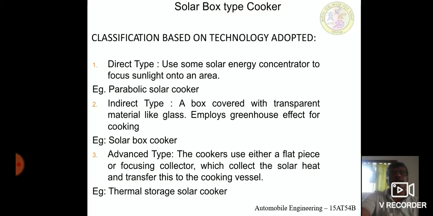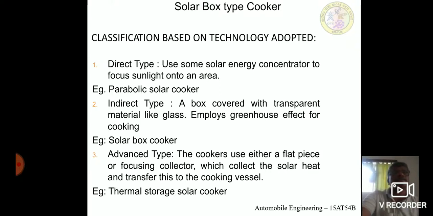Such a cooker is called parabolic. Parabolic means it is like a dish. You can see TV dishes on the terraces of houses, where sun rays are focused. The example is the parabolic solar cooker. The indirect type is the box type of solar cooker, which we are studying now.